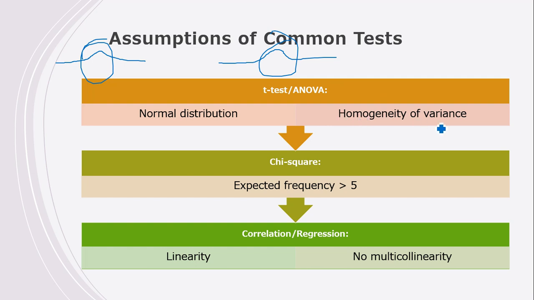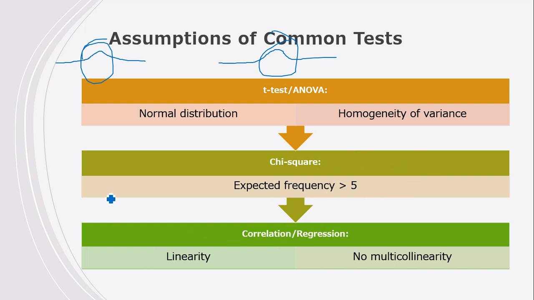That's homogeneity of variance. And don't worry if you don't understand it now. For now, just believe that this is the way things are. And when we begin the practical part, you're going to understand how to do this. It's simple, trust me. And then for chi-square, the expected frequency in each cell should be at least above 5.